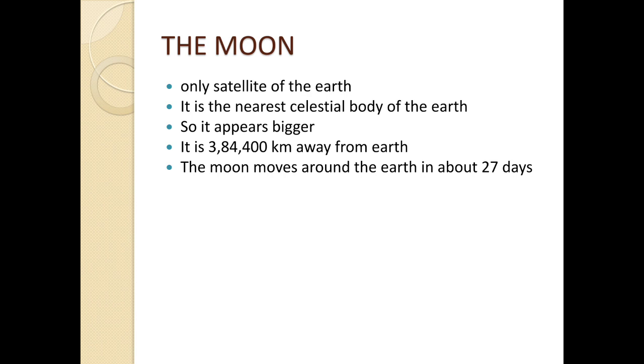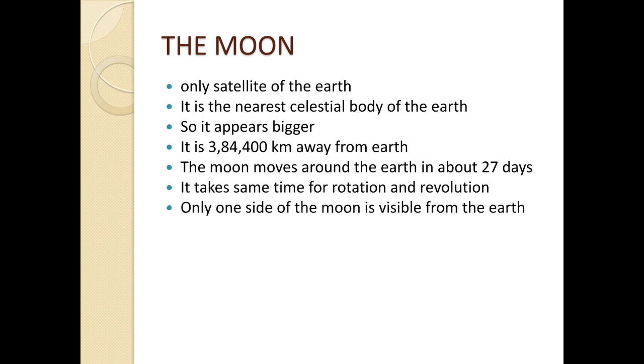Then the moon moves around the Earth in about 27 days. We already discussed that the moon is a satellite, and satellites move around the planet. Here the planet is Earth and the moon is a satellite. So the moon moves around the Earth, and it takes 27 days to complete one round. And it also takes the same time to rotate on its own spin. So that is the reason why we see only one side of the moon from the Earth.